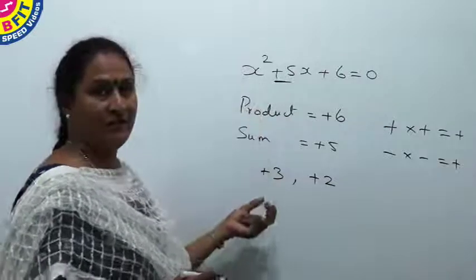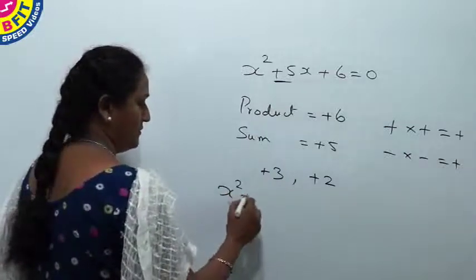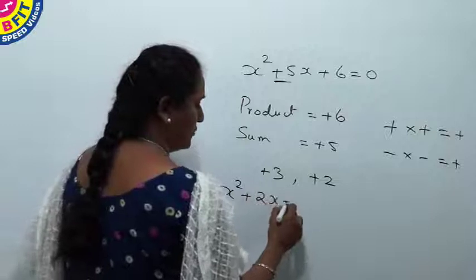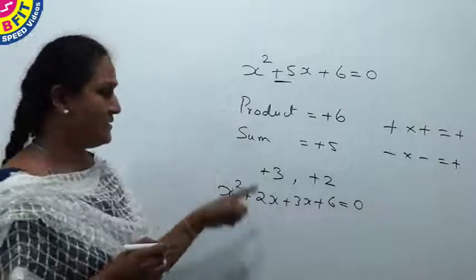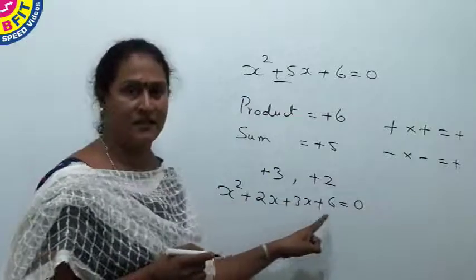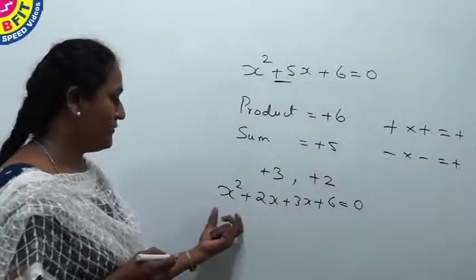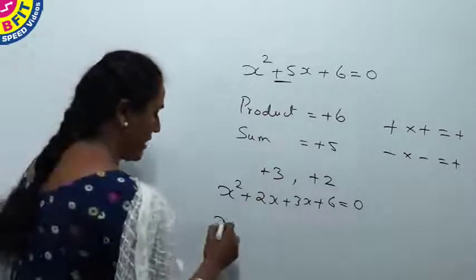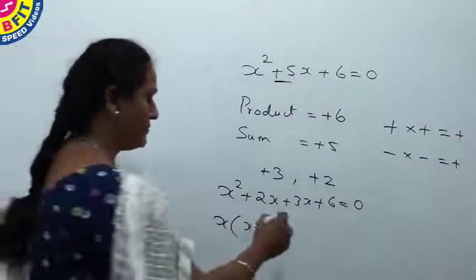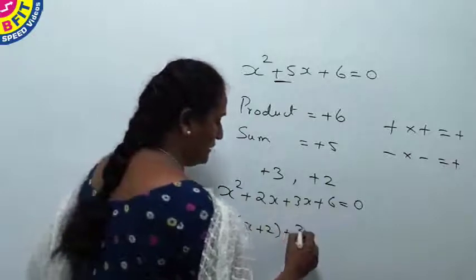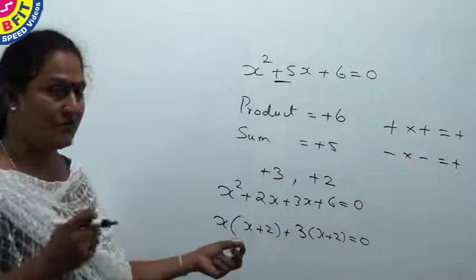Now this equation we factorize, that is write it in the product form. So 5x is split as 2x plus 3x. I have rewritten this equation as x square plus 2x plus 3x plus 6 equal to 0. Now we will factorize this. In the first two terms, what is the common factor? x is common, so taking x out, we have x plus 2 left. In the remaining two terms, we have 3 common, so take 3 outside, and x plus 2 we have.